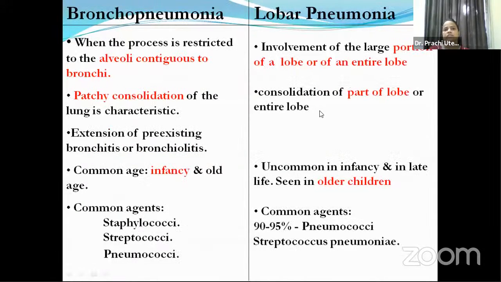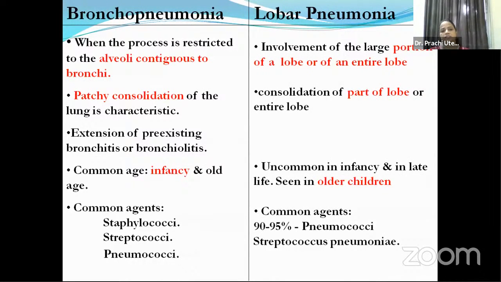Now, what are the differences between broncho and lobar pneumonia? When the process is restricted to the alveoli contiguous to the bronchi, it is called bronchopneumonia, and when the entire lobe, or part of the lobe, is involved, it is called lobar pneumonia. On X-ray, you can see patchy consolidation in bronchopneumonia, and in lobar pneumonia, the entire lobe shows homogeneous opacity.